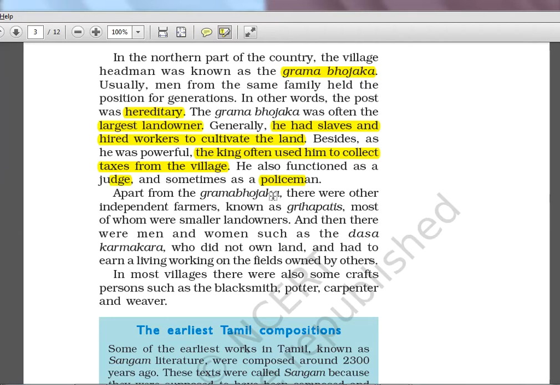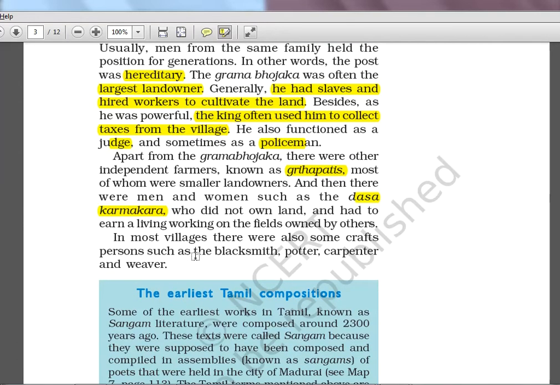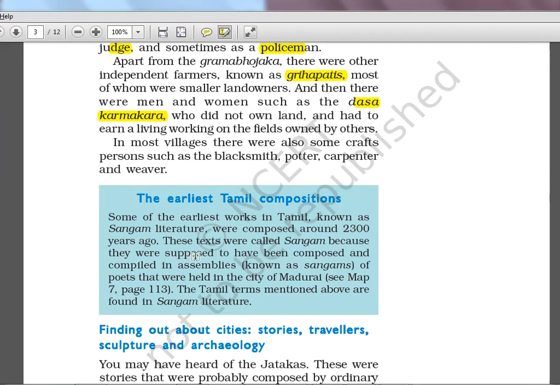Now apart from Grama Bojaka, next, independent farmers are Grahapatis. Then one more term which we have already seen in the previous chapter, Karmakara, the landless labour kind of people. And the Dasa are the slaves kind of people. These are terminologies which, when you read or hear my video again and again, will be registered in your mind. You don't have to worry, but you have to watch my videos and take it seriously, whatever I teach here.